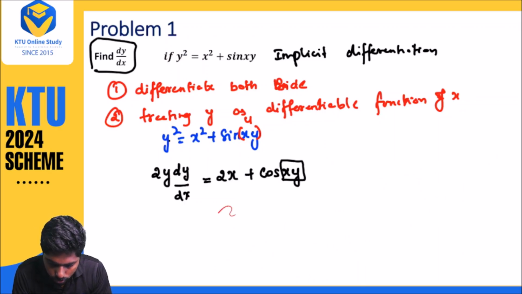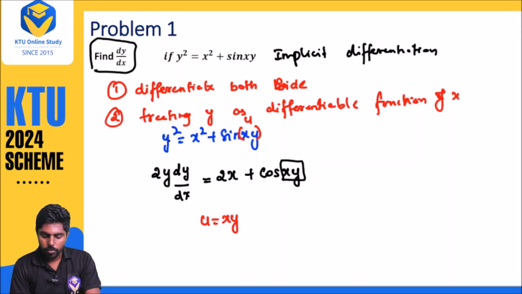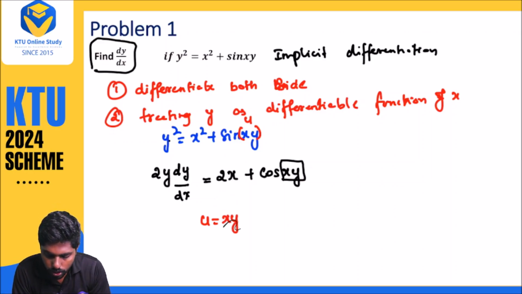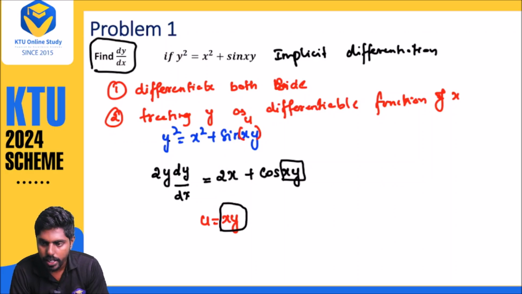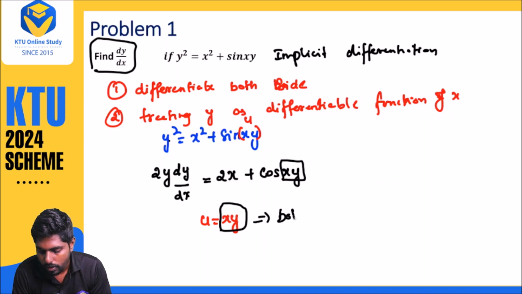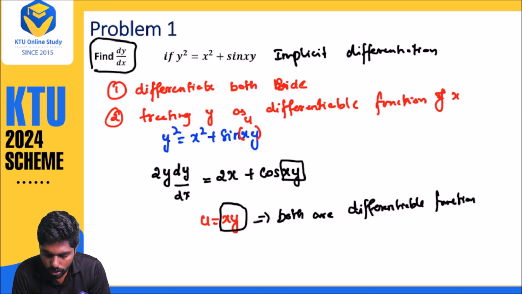Here u is equal to x, and we know that both x and y are differentiable functions. So what formula can we use? When we are solving, it is nothing but the uv formula. What is the uv formula? It is u v dash plus v u dash.